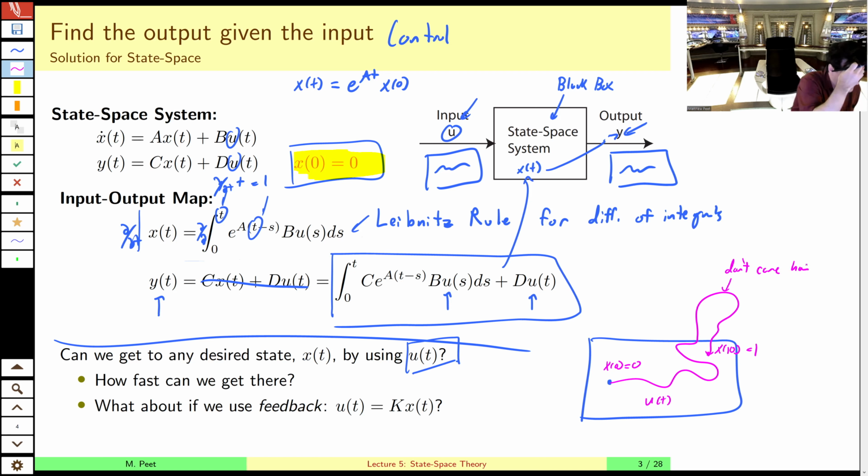And then in the second half of this lecture, we're going to come back to this question of what form that input should take. Now, at this point, I should make an important distinction between a control input and a controller. So what we're going to be talking about in the first half of this lecture is a control input.